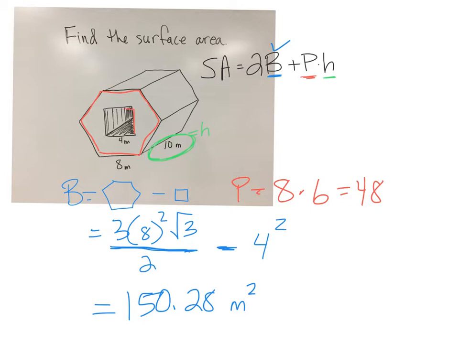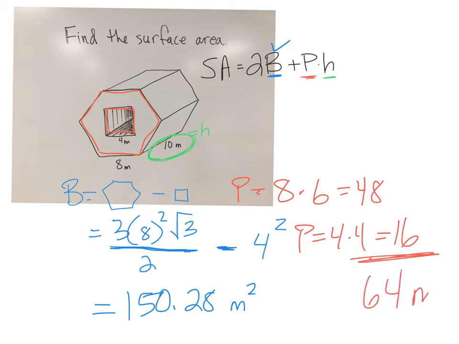Plus, we have the square on the inside. Okay, if we actually have a hole down the middle of this prism, you have extra surfaces that you can touch. And whenever you can touch an edge, that is more perimeter. 4 times 4 is 16. So we have a total perimeter of 64 meters. 48 plus 16.